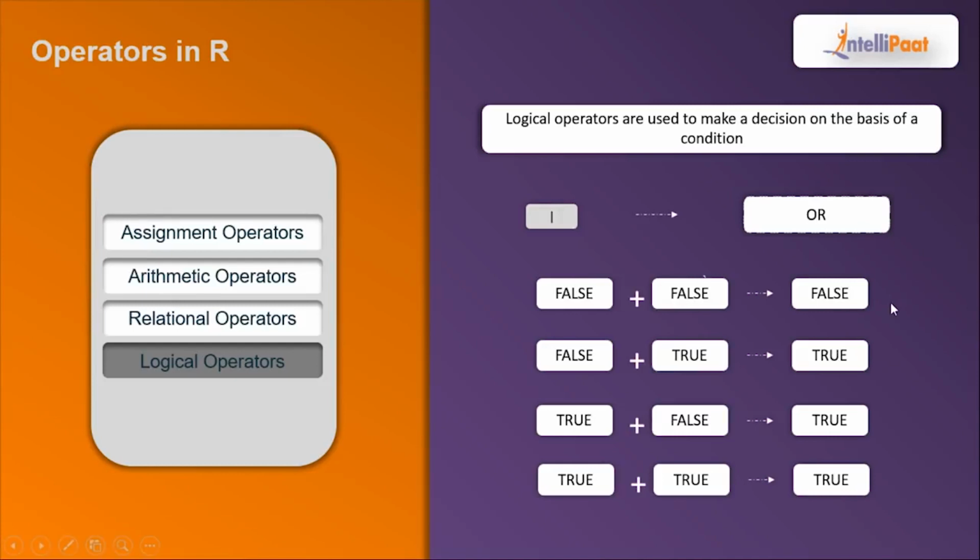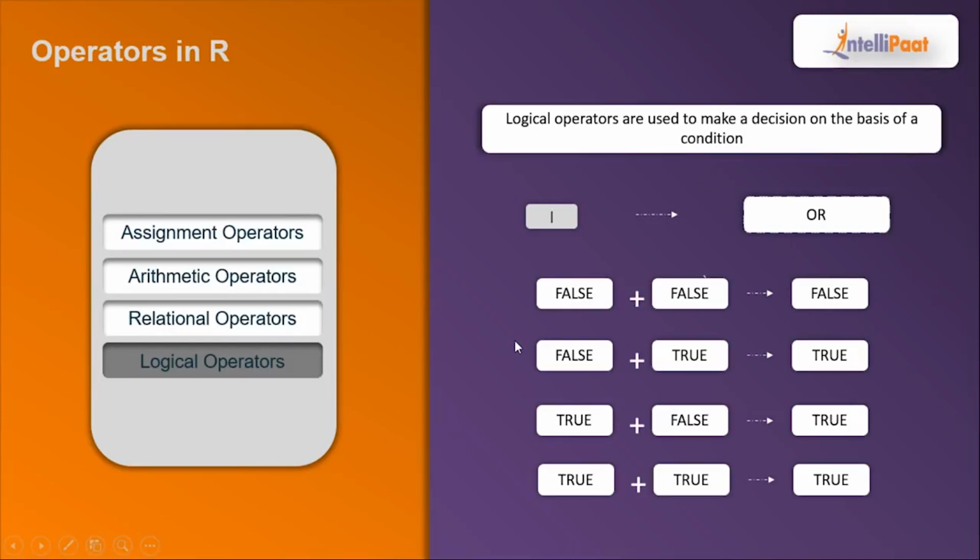Then we have the OR operator. So the OR operator gives us a true result when either of the conditions is true. So let's take the first case here. The first condition is evaluated to false. The second condition is also evaluated to false. And since both of the conditions are evaluated to false, the final result is false.